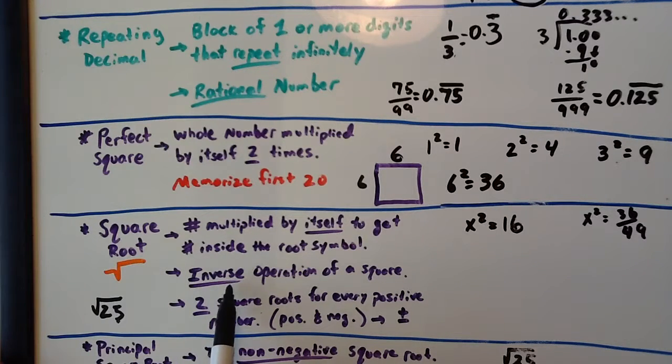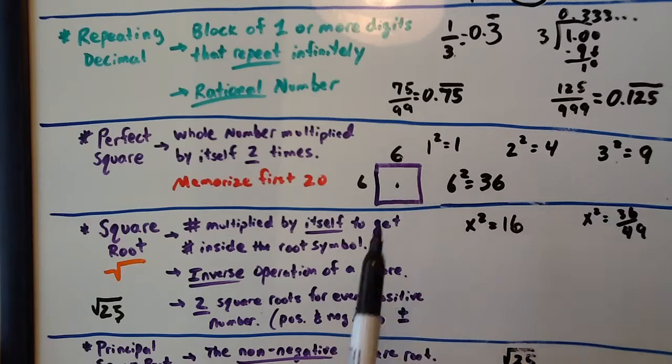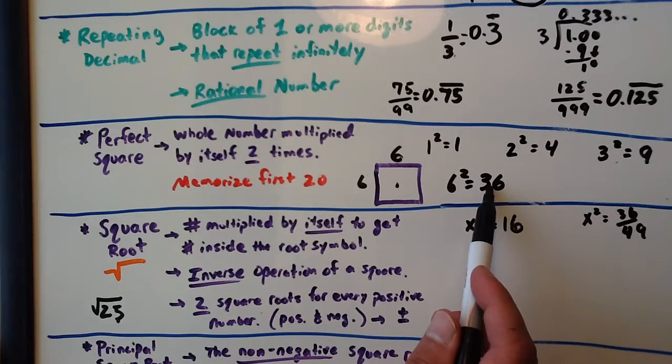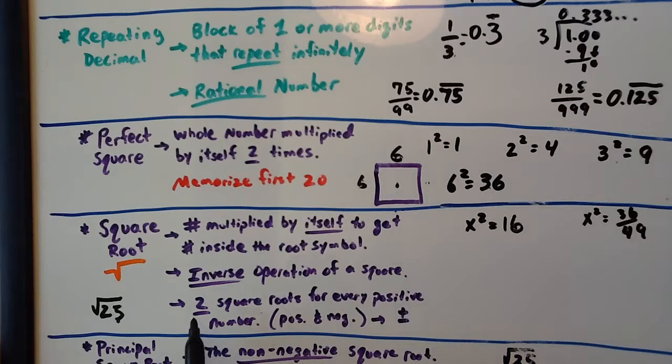The square root is the inverse operation of a square, right? So if we already knew the area of the square, if the area of the square was 36, and we wanted to know the side lengths, we would take the square root, right? The square root of 36 would be 6, and that would give us the length of the sides of the square. There are 2 square roots for every positive number, okay? There is a positive solution and a negative solution.